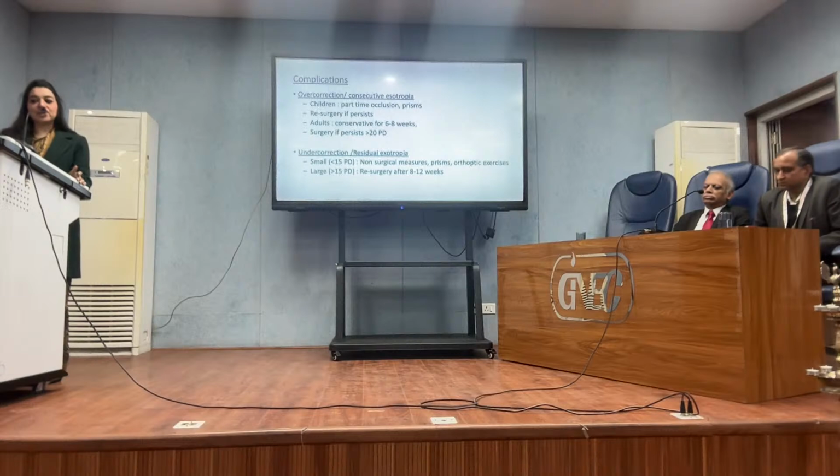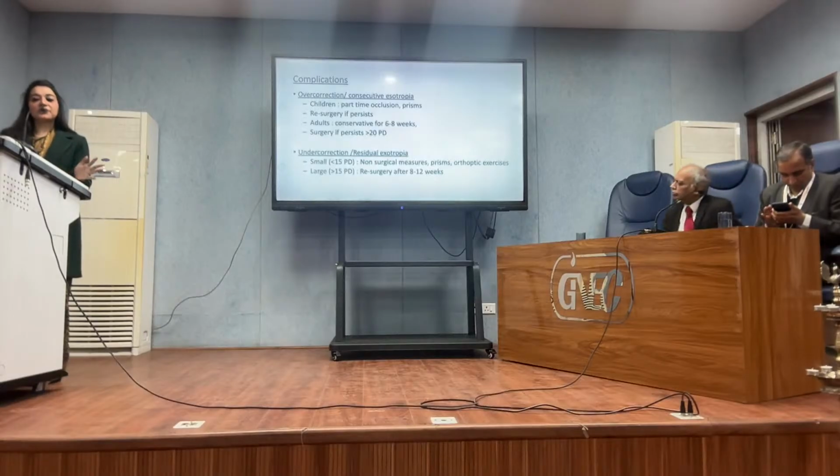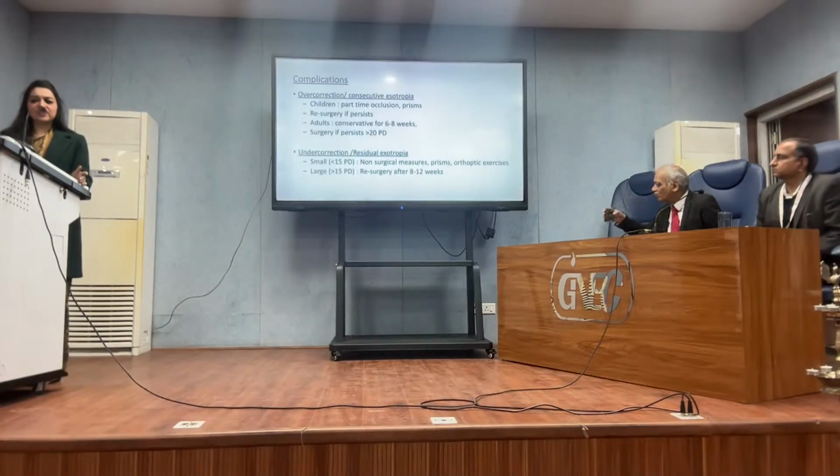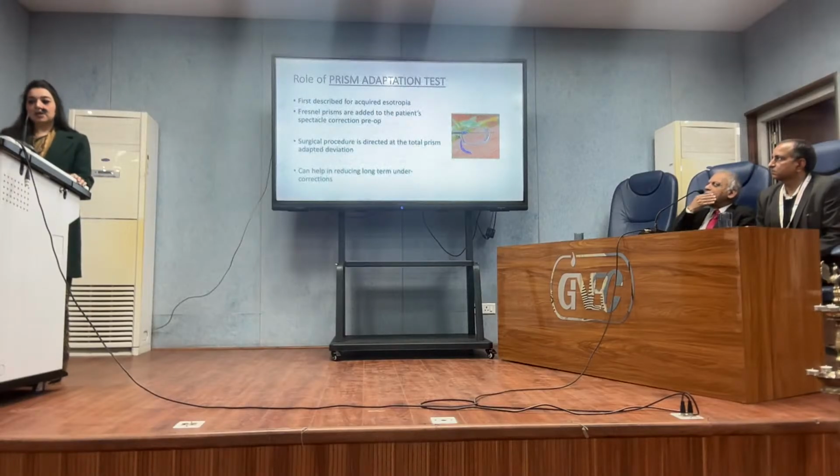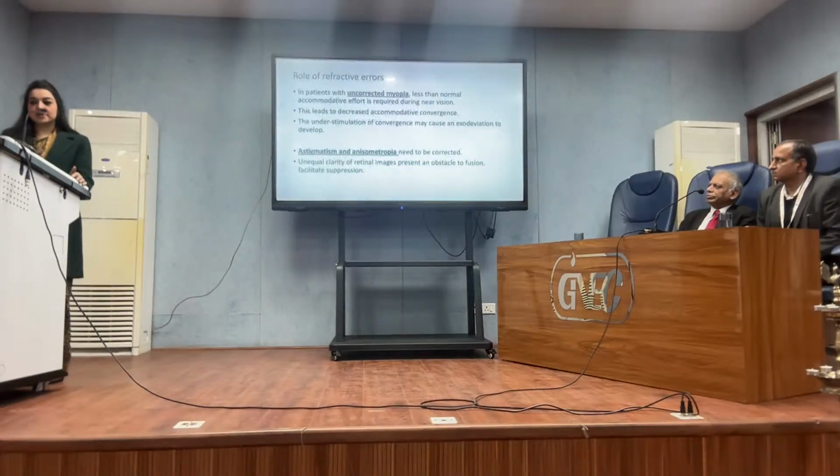Complications can be overcorrection, which can be managed by part-time occlusion or prism. Resurgery if there is more than 20 PD, and even after 6 to 8 weeks of surgery it persists, we have to go for a resurgery. Undercorrections less than 15 PD, usually non-surgical measures are taken up, but for more than 15 PD, we have to do a resurgery. Prism adaptation test is basically described for acquired esotropias, but this can also be done here, and it can help in reducing long-term over or undercorrections.